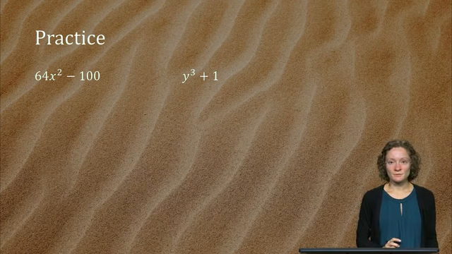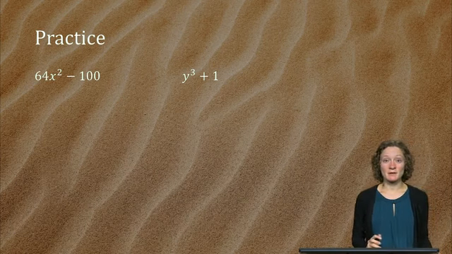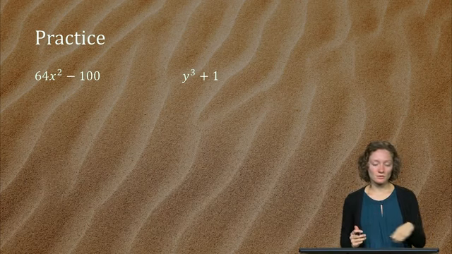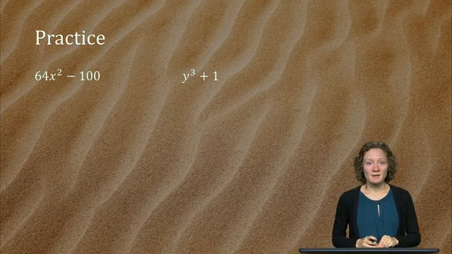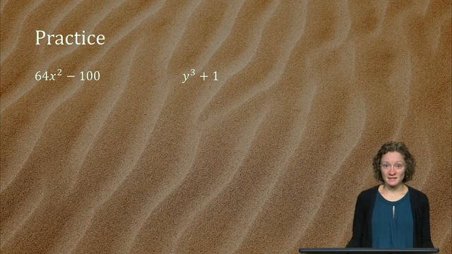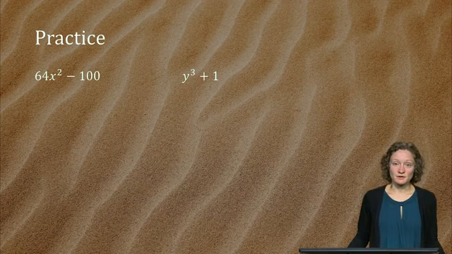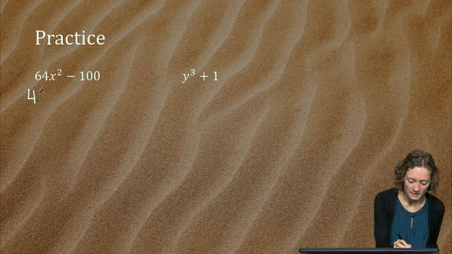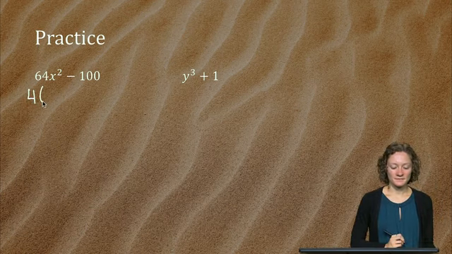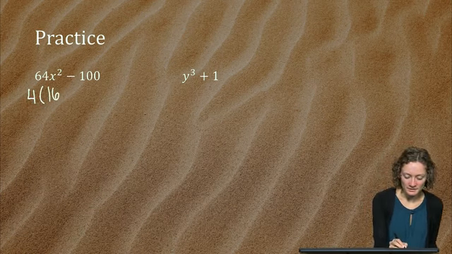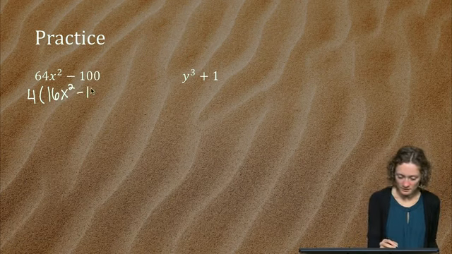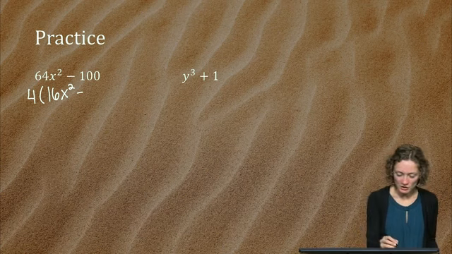Our first problem, it's very tempting to look at that problem and say, difference of squares. I see a 64, which is something squared, x squared, 100, that's something squared. But the first thing you have to look for is a greatest common factor. And those 2 terms do have something in common. They definitely have a 2. Even more so, they have a 4 in common. Take out that 4. This leaves you with 16x squared minus 25.